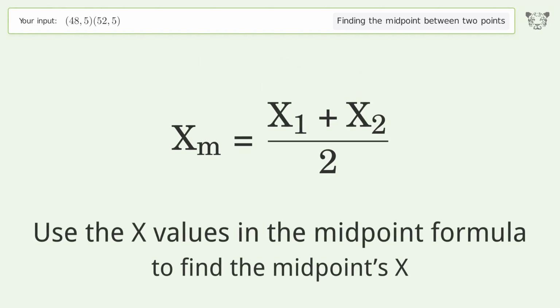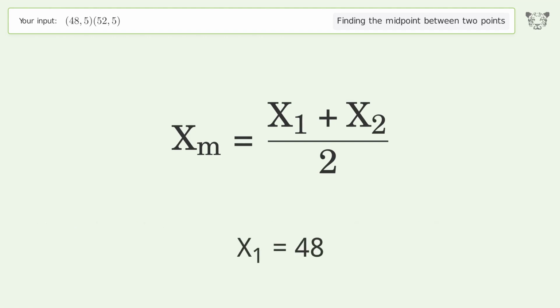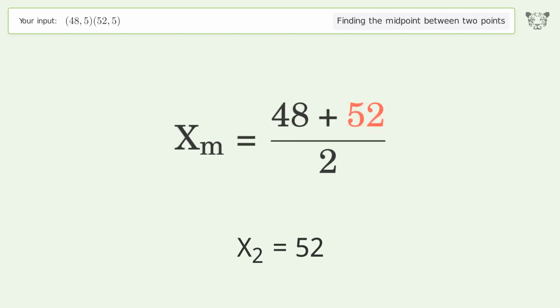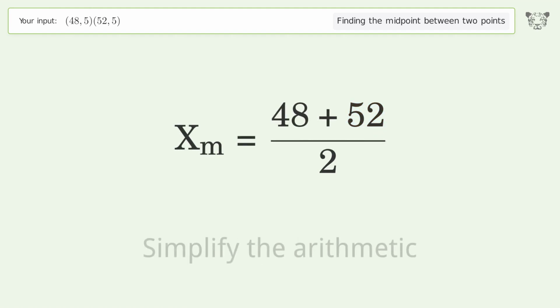Use the x values in the midpoint formula to find the midpoint's x. x1 equals 48. x2 equals 52. Simplify the arithmetic.